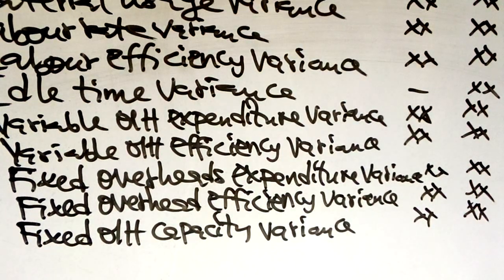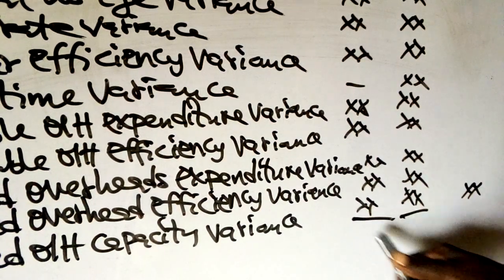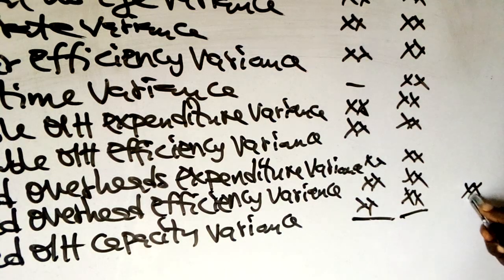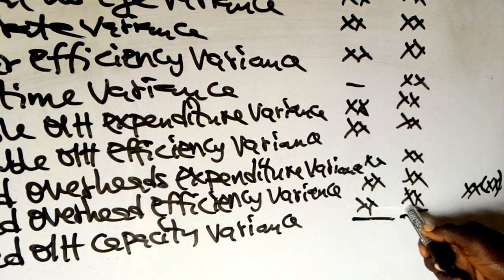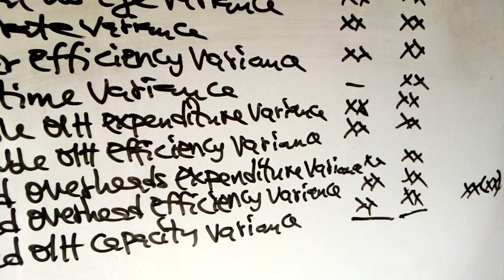At the end of the day, you are going to net your favorable and adverse variance. If favorable exceed adverse, that means it is going to be positive here. And if adverse exceed favorable, then it will be negative.